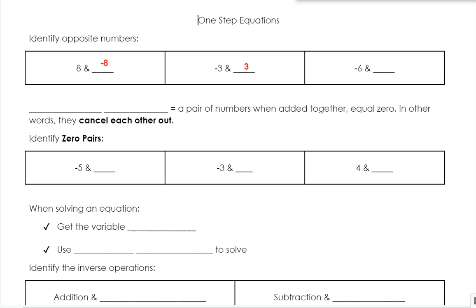So negative 3, what would the opposite of that be? Well, that would be 3. Okay? What's the opposite of negative 6? Well, that would be 6. All right, why is that important?